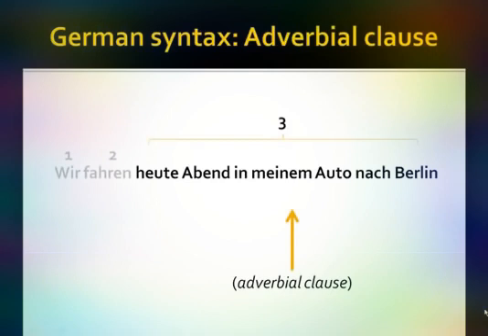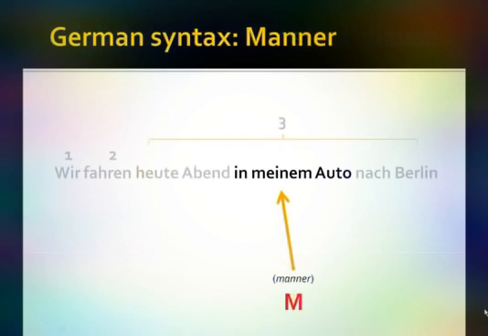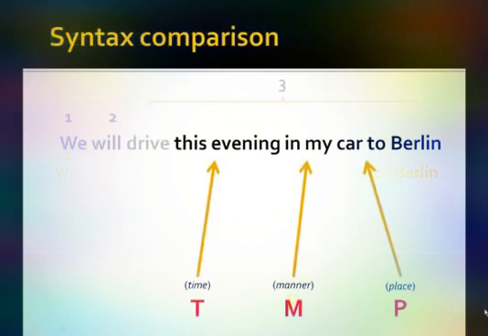All right, another huge adverbial clause, the third component of the sentence. First component is the subject, the second component is the verb, third component is the adverbial clause. So let's take this a little bit apart. We have the time. When will you be driving to Berlin? Heute Abend, this evening. All right, we also have the manner in which it will be done. In meinem Auto, in my car. And then finally, we have nach Berlin, to Berlin. So essentially what we have in German and in English, roughly, is a time, manner, place.